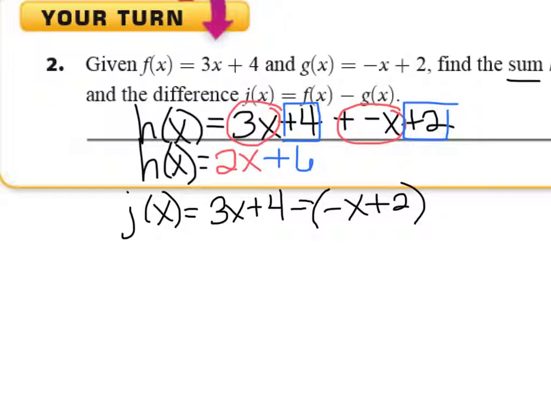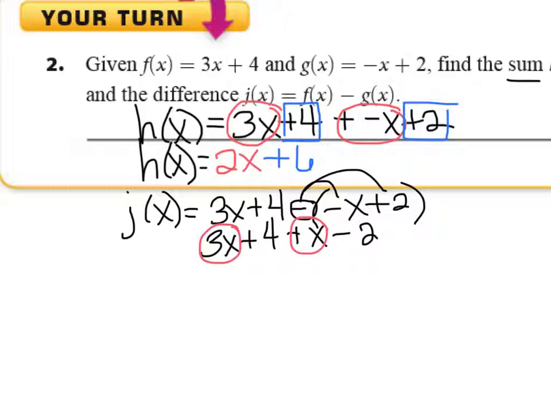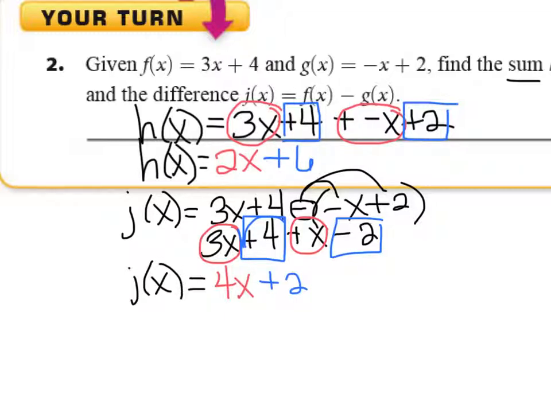Before we do anything else, make sure you distribute the negative. So I now have 3x plus 4. The negative and negative x makes a positive x. And then the negative and the positive 2 make a negative 2. Now we're looking for like terms. 3x plus x would make 4x. And this time we have a positive 4 and a minus 2, so that's a plus 2. So our second function is j of x equals 4x plus 2.